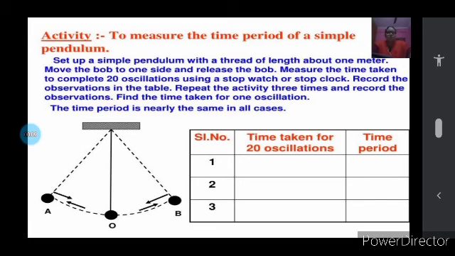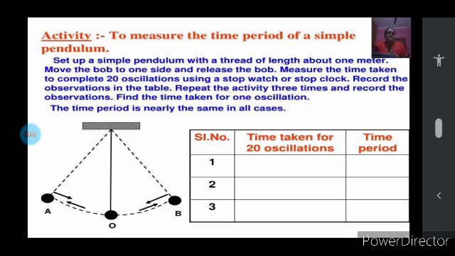So as such, you learned what is time period. By now you know what is time period. The time taken to complete one oscillation is called the time period of a pendulum. Complete oscillation means what you learned. So to complete that one oscillation, what is the time taken by a pendulum? That is the time period of that pendulum.